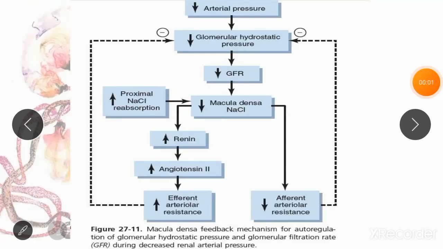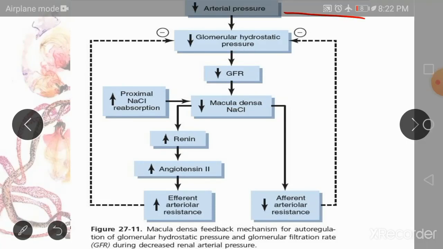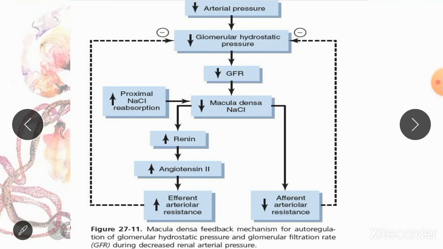Here is the same flow chart from your book, and you can see that when the arterial pressure is reduced, the glomerular hydrostatic pressure is reduced, which reduces your GFR. When GFR is reduced, the sodium which is filtered into the nephron is reduced, and the filtrate is very slow while it passes through the nephron, and a lot of sodium is reabsorbed.